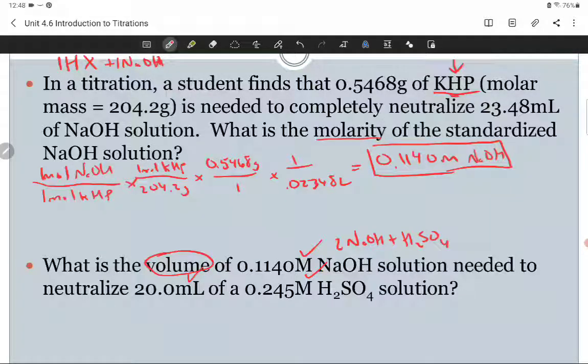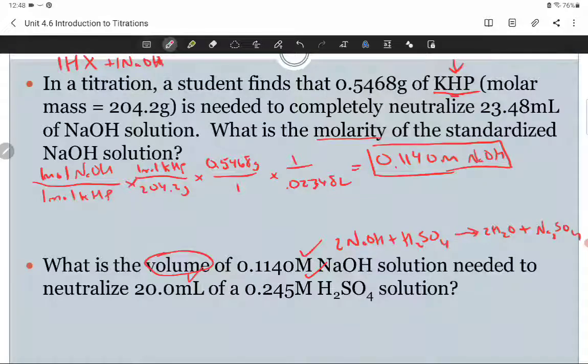Here's sulfuric acid. There's 2 H's in sulfuric acid, so it's a diprotic. It's going to make 2 waters, and it's going to make sodium sulfate. Now you can see why I needed 2 sodium hydroxides. Without that, it wouldn't have balanced.